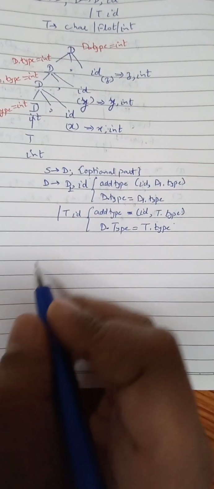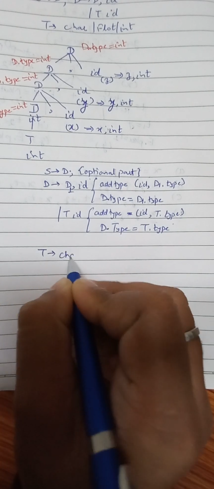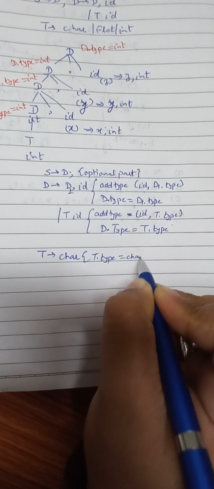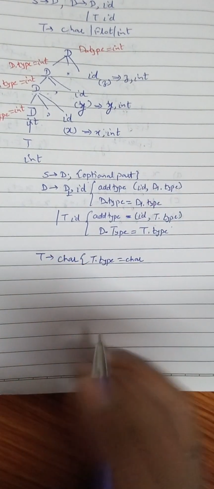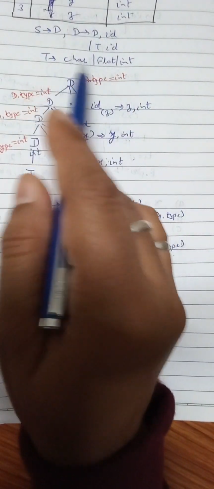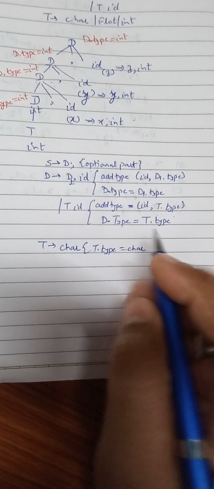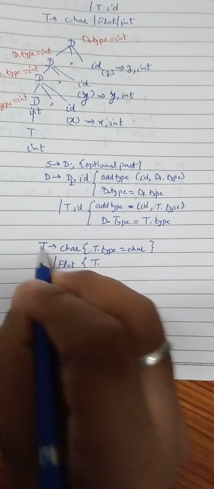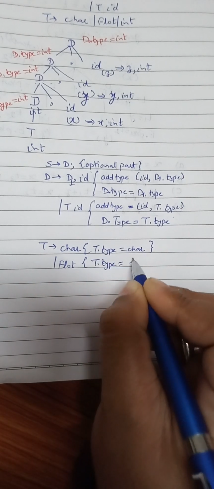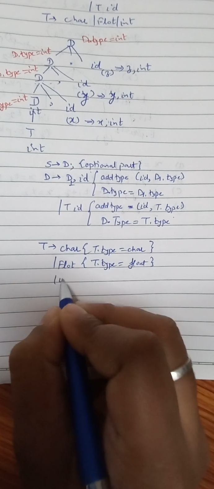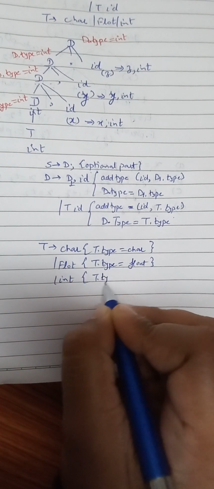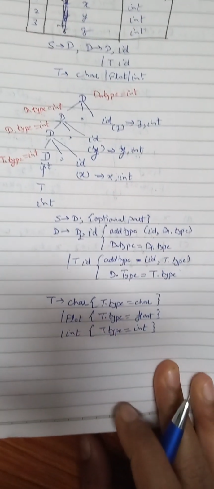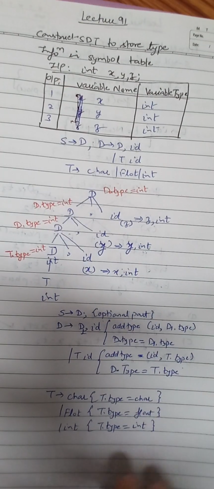Now next is T. So we'll write for T. T can be a character. So first we'll write T dot type is equal to char, because it is given in the grammar. It can be float, so we can write T dot type is equal to float, and integer is also given, so we can write T dot type is equal to integer. In that way we can write the SDT for the given grammar according to the input.